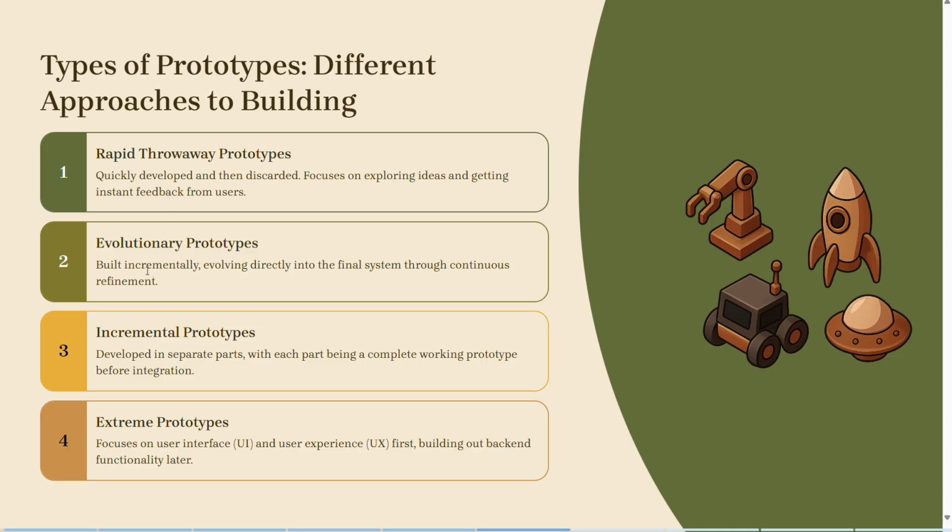And evolutionary prototype, built incrementally, evolving directly into the final system through continuous refinement. Then the user can add more functions and evaluate his or her project. So this is a continuous manner. Then incremental prototype: developed in separate parts, with each part being a complete working prototype before integration.